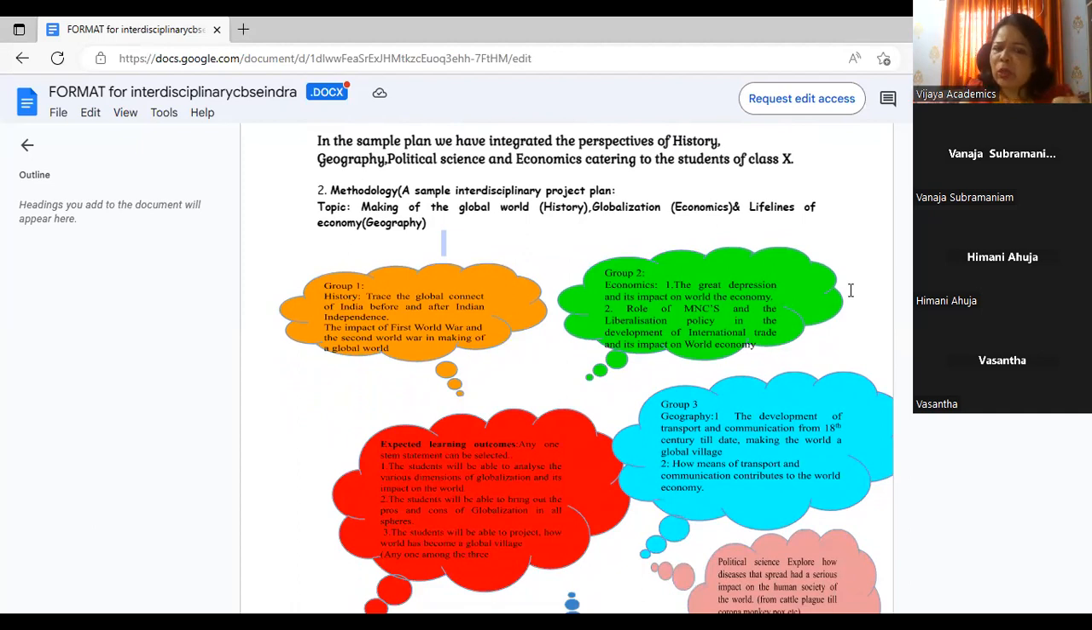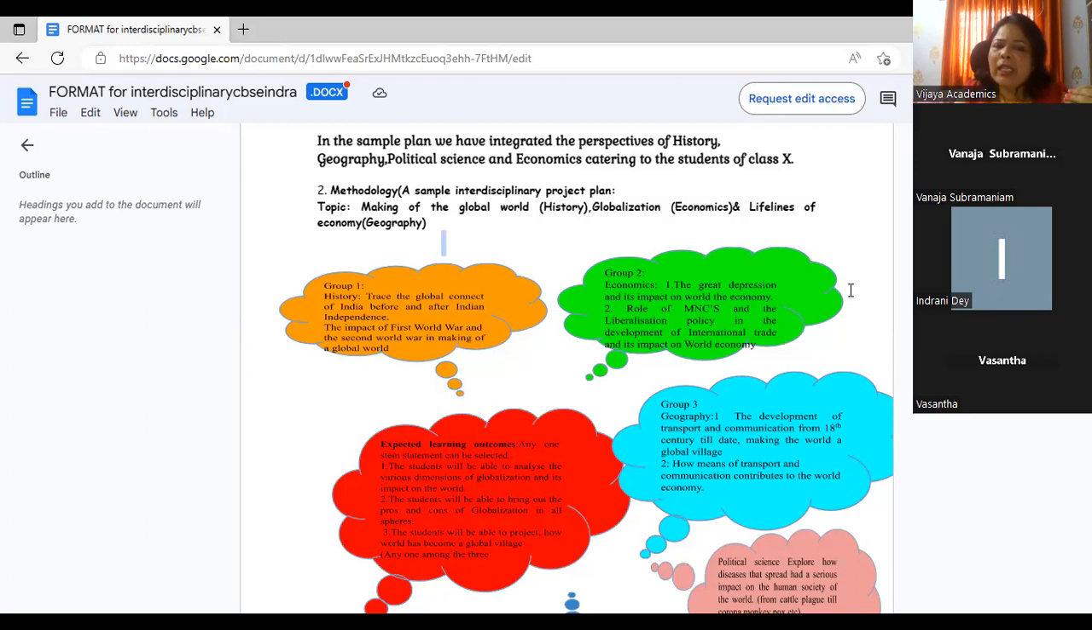Now, what kind of methodology are you going to use for this? See, teachers, this is just one sample given by CBSE. A sample interdisciplinary project plan. As you know, our topic is the Making of the Global World. It is given in the syllabus, whatever syllabus is provided to us by CBSE.